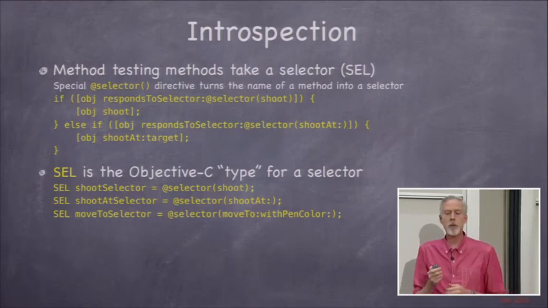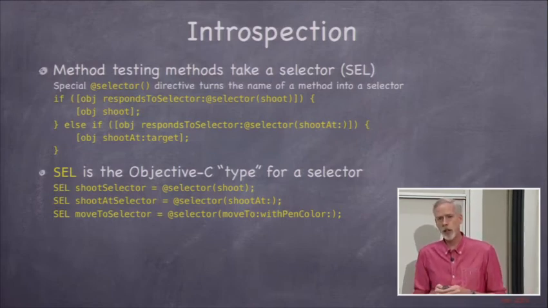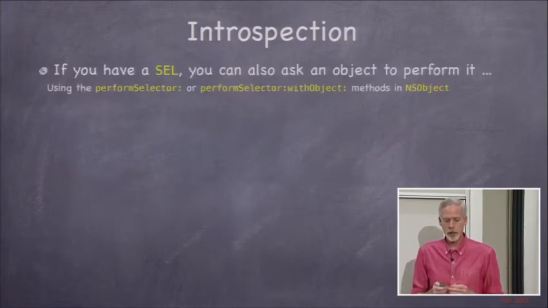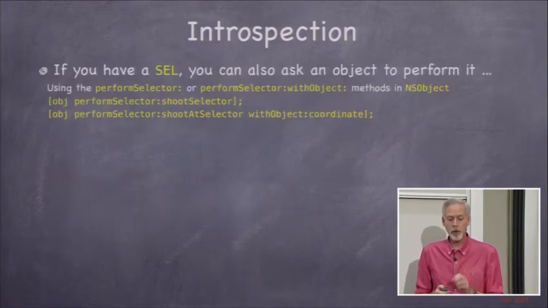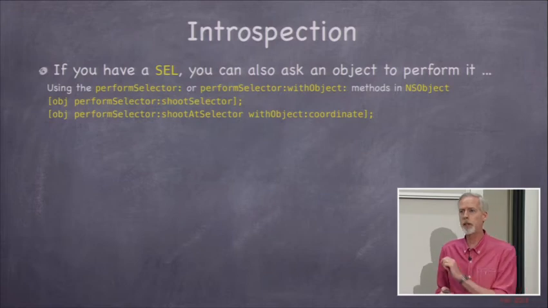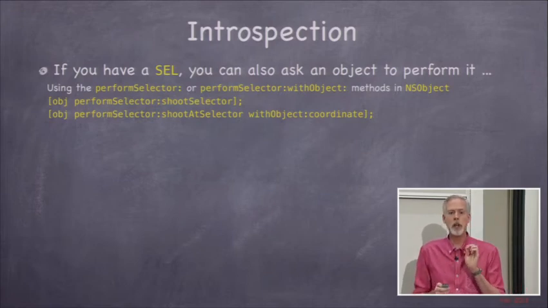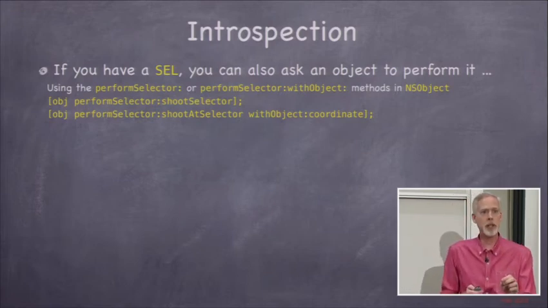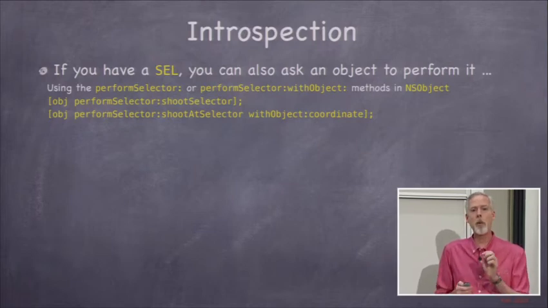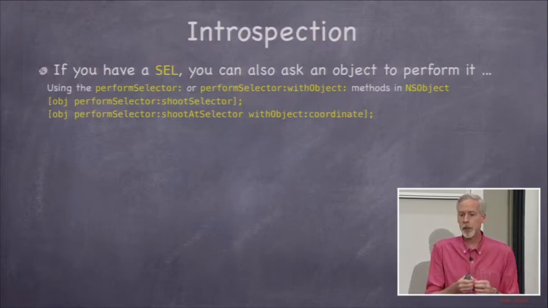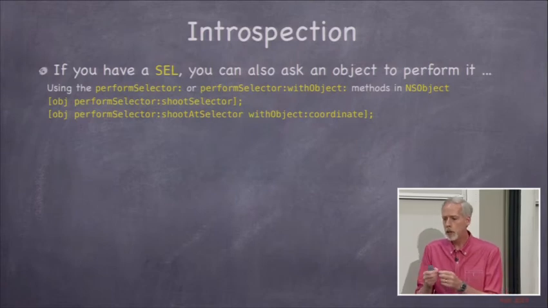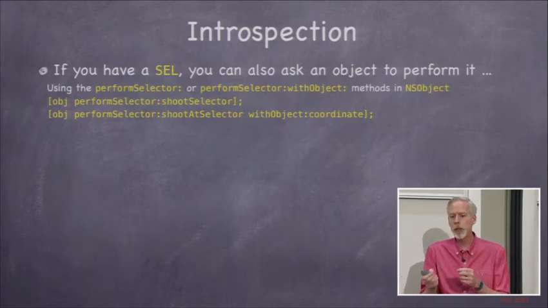And there are actually other methods besides respondsToSelector that take a selector. For example, NSObject has performSelector and performSelector:withObject:. Okay? They will perform that method on another object. Now, why would you ever want to do this? Well, you might have some parameterized thing where you're going to do one of 3 different methods depending on something the user chooses.